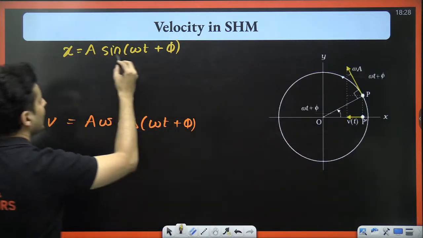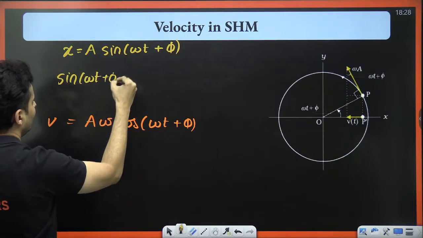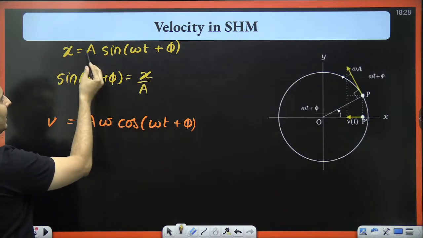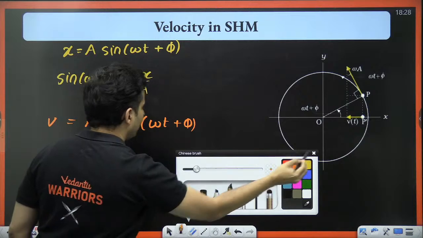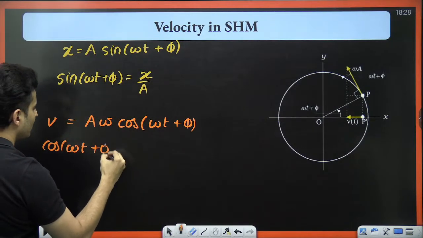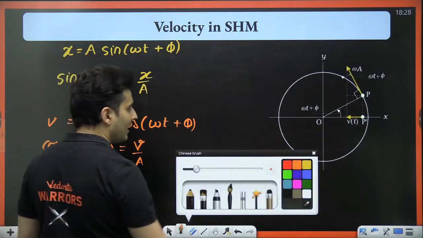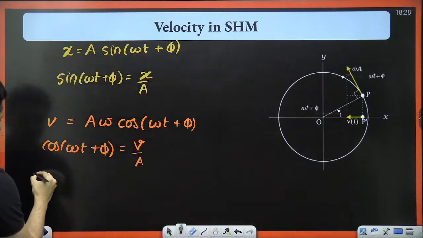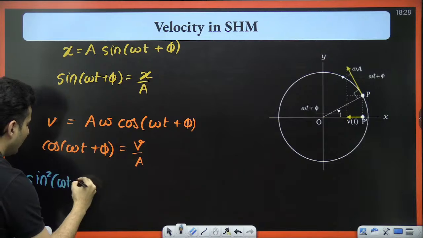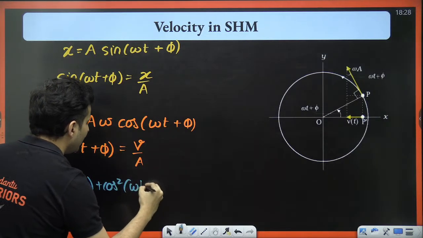From here, I can find the value of sine omega t plus phi, which is nothing but x by a. So from here, I can also find the value of cos of omega t plus phi, which is nothing but v by a omega. Now I got an idea in my mind. What if I do sine square omega t plus phi plus cos square omega t plus phi?